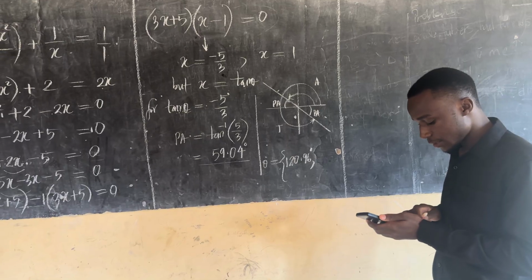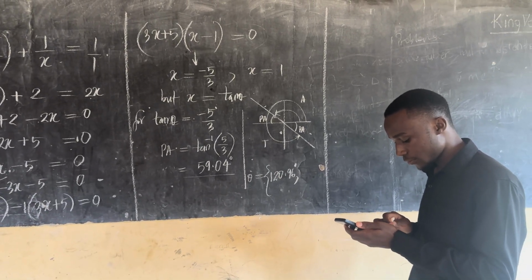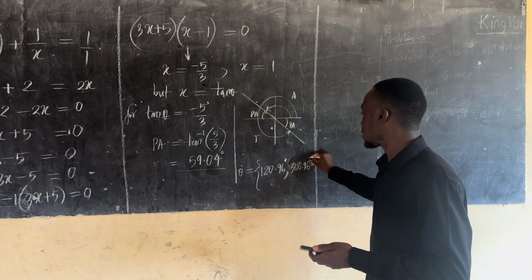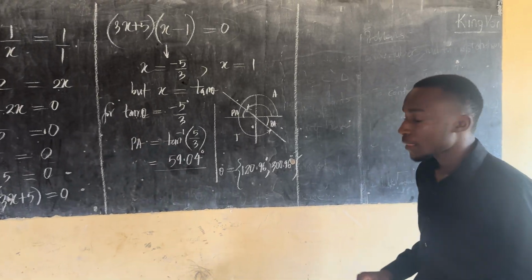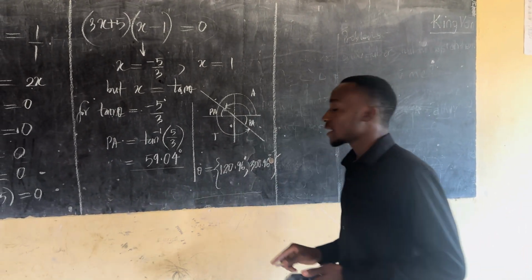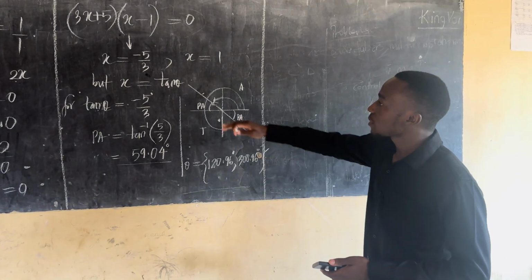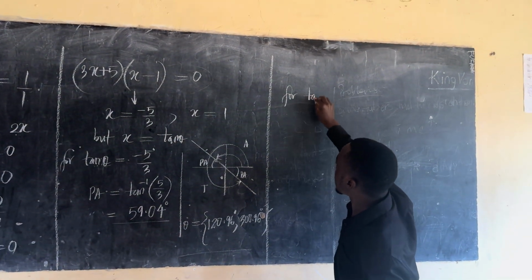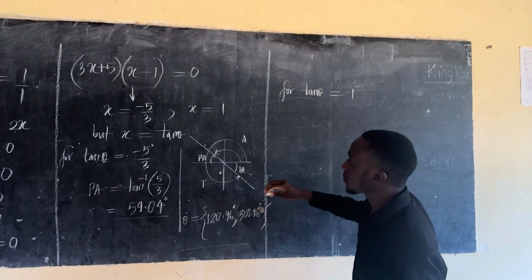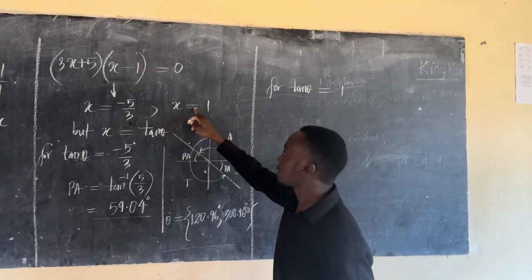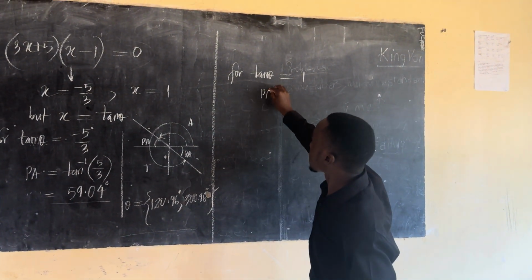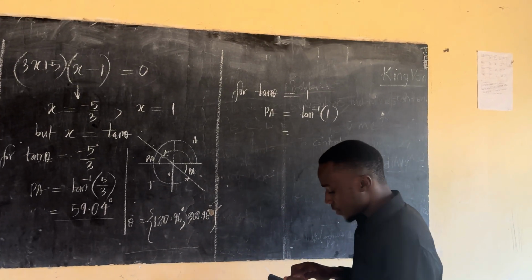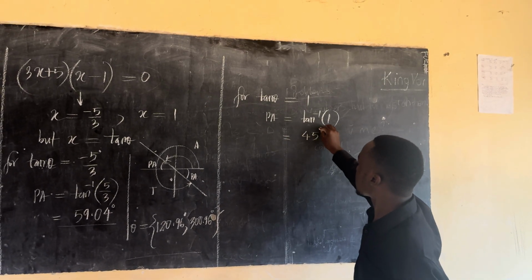So still we say 360 minus the principal angle. This gives us 300.96 degrees. But we should not forget that these are not our solutions. We should also ask ourselves, what about 4 tan theta being equal to 1? Because tan theta is x, which x is 1. So still from this we get our principal angle, which is tan inverse of 1. So we get 45 degrees.